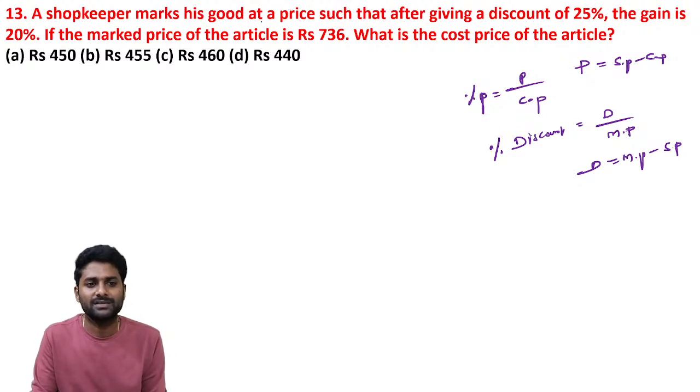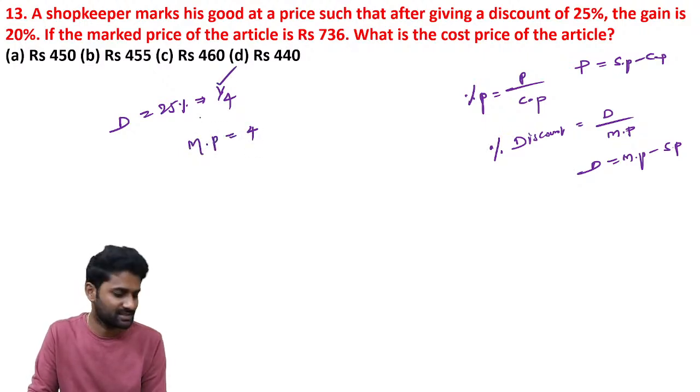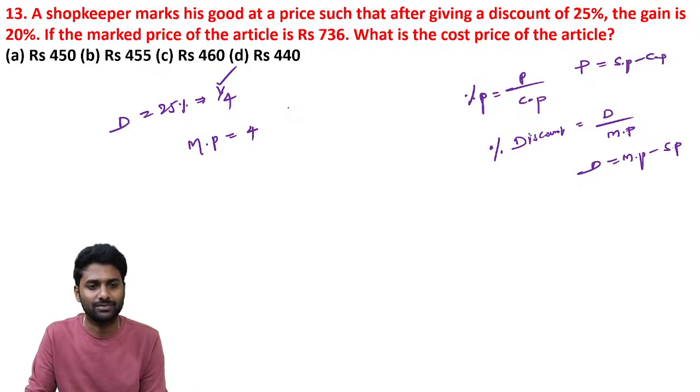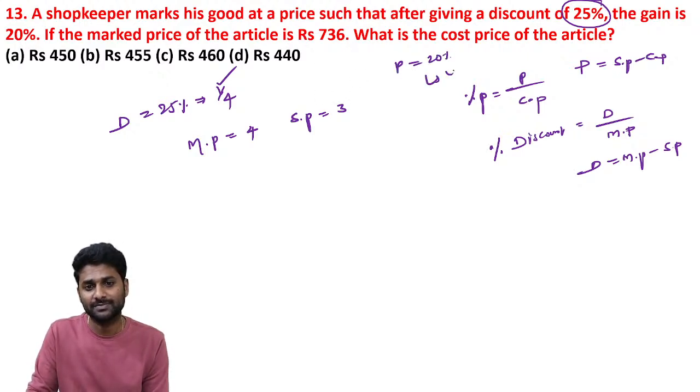A shopkeeper marks his goods at a price, after giving a discount of 25%. 25% is all about 1 by 4. It means, see, let us take that if the market price is 4 units, the numerator says take 1 unit as a discount. Then definitely the selling price is 3 units. But if you're providing 25% discount, they will gain a profit of 20%. 20% means 1 by 5. It means if the cost price is 5 units, now take 1 unit profit. So definitely the selling price is 6.